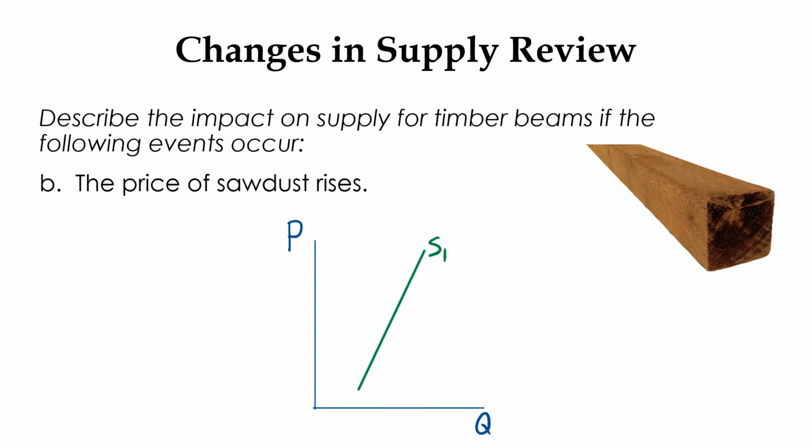The price of sawdust rises. So sawdust is a byproduct of creating timber beams. So has your business become more profitable or less profitable? More profitable. So it's going to shift to the right. The price of timber beams rises. Is that going to shift to the right or shift to the left? Trick question. Right, we're talking about the price of timber beams. That means that we're just going to see an increase in the quantity supplied. It's a movement along the curve, not a shift.